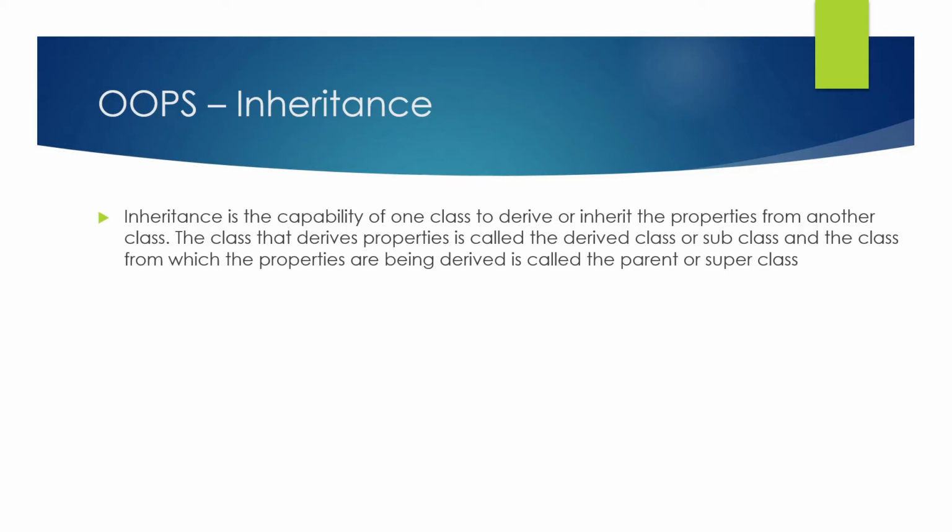Here the same scenario works. If there is a parent class or a superclass and there is a subclass or a child class, it inherits some properties from the parent class. So now you have understood it, so let's go to the definition. Inheritance is the capability of one class to derive or inherit properties from another class. The class that derives properties is called the derived class or the subclass, and the class from which the properties are being derived is called the parent or superclass. I hope this is clear to you. We'll see in the demo if there is any confusion.